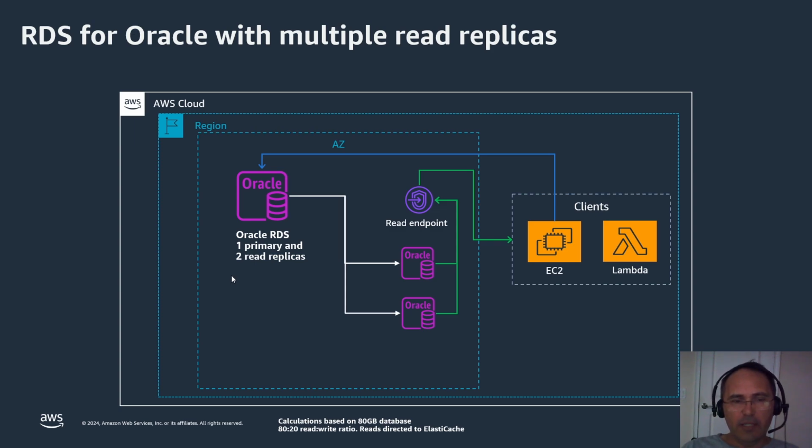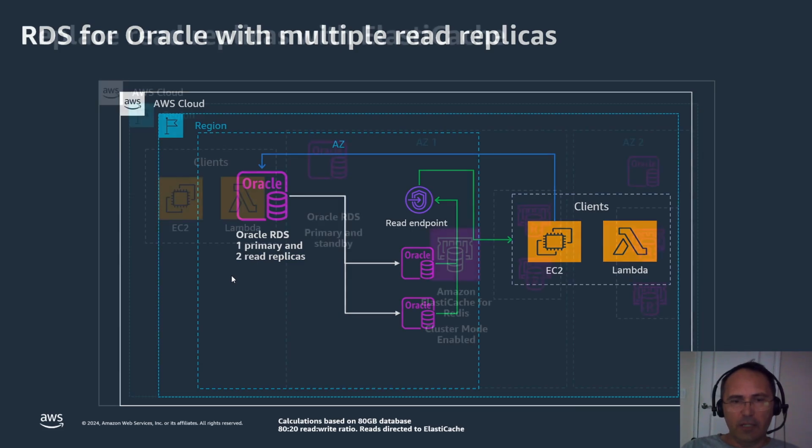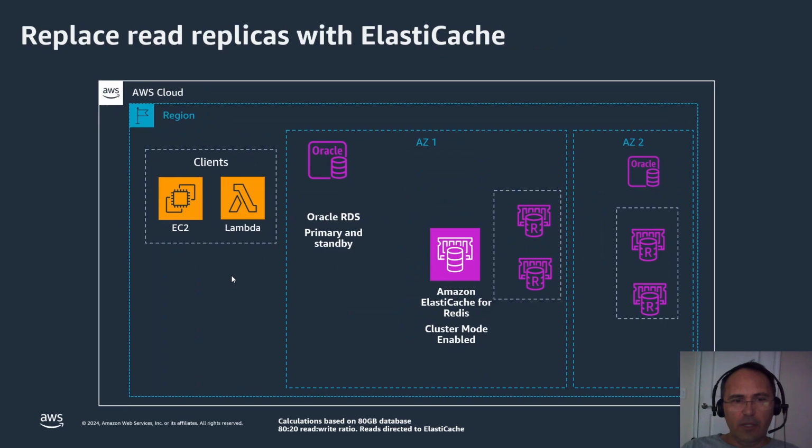Now, let's see how we could migrate this architecture to one that includes Elastic Cache. This is the new architecture. In this one, the Oracle read replicas have been replaced with Elastic Cache. The instance size actually remained the same. The primary database instance is still the same size, so the writes are not going to be affected. But a standby database was added in a secondary AZ. So now the database became highly available because it utilizes two availability zones.